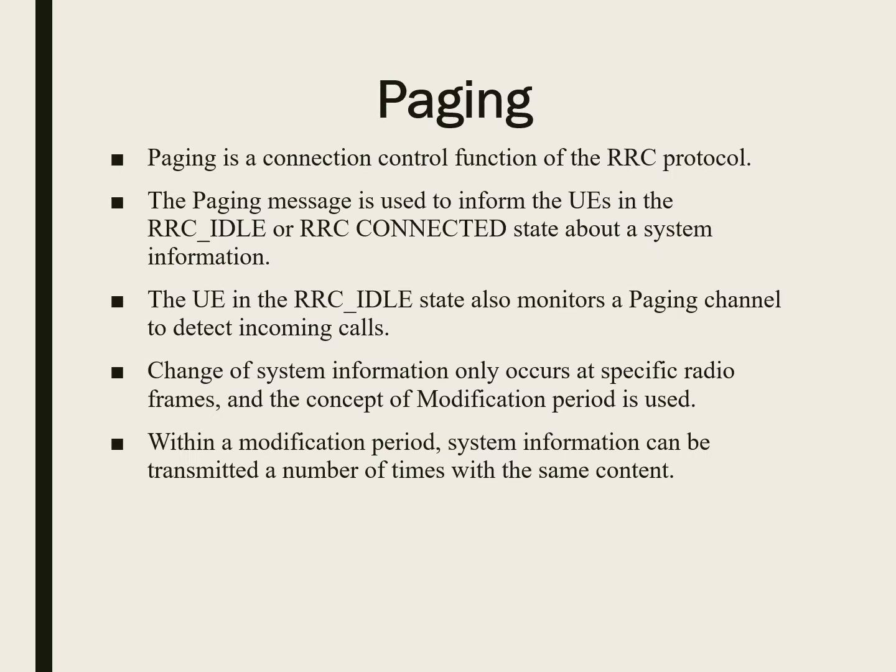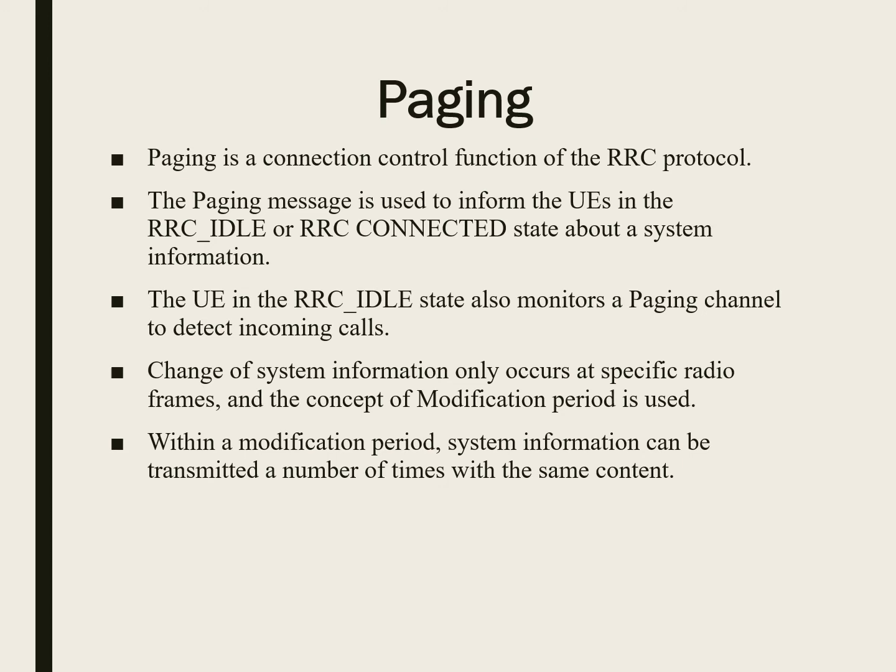Now we'll move on to the next subtopic, paging. Paging is a connection control function of the RRC protocol. The paging message is used to inform the user equipment in the RRC idle or RRC connected state about the system information. The user equipment in the RRC idle state also monitors a paging channel to detect incoming calls.